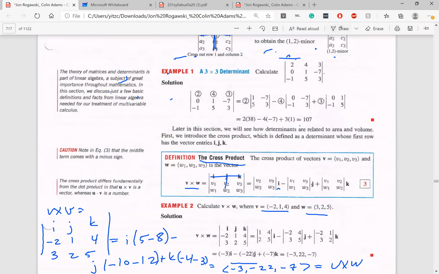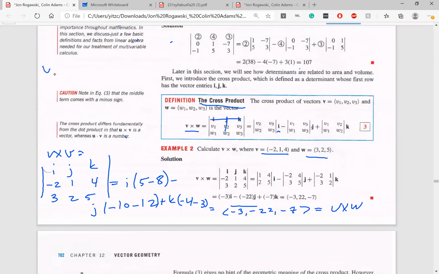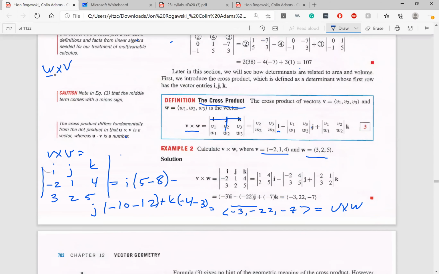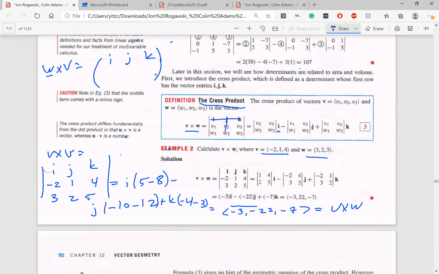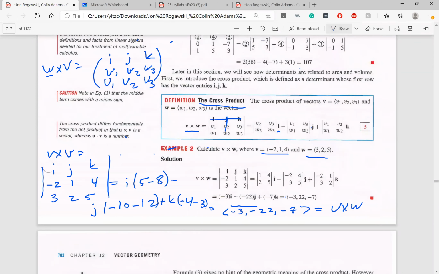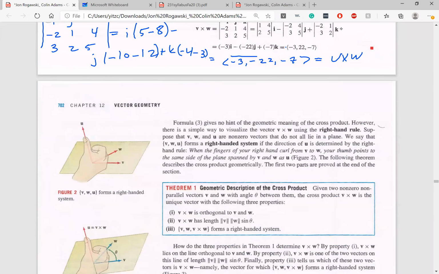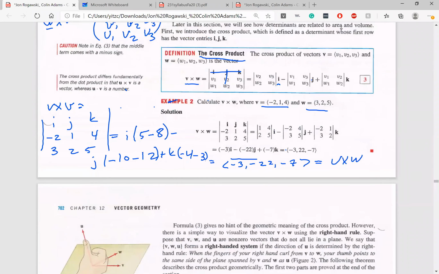If we were to change this, let's say we wanted to look for W cross V, so now W is first, so you would put i, j, k, and then you would go for W first, W1, W2, W3, and then V1, V2, V3. Okay. So, any questions about this? Okay.